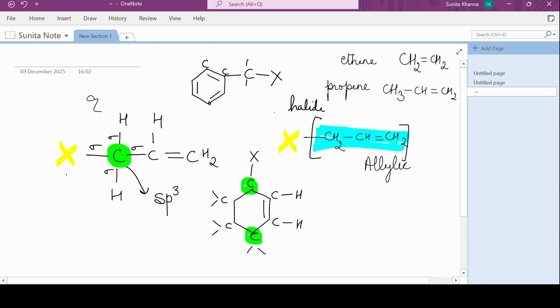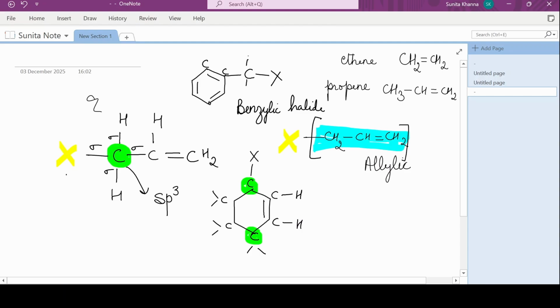Benzylic. It is benzylic halide. See, children: allylic halide, alkyl halide, benzylic halide. sp3 hybridization is one concept. Primary, secondary, tertiary is another concept.